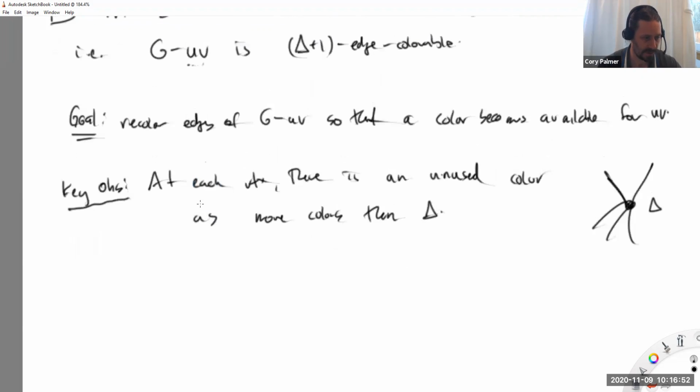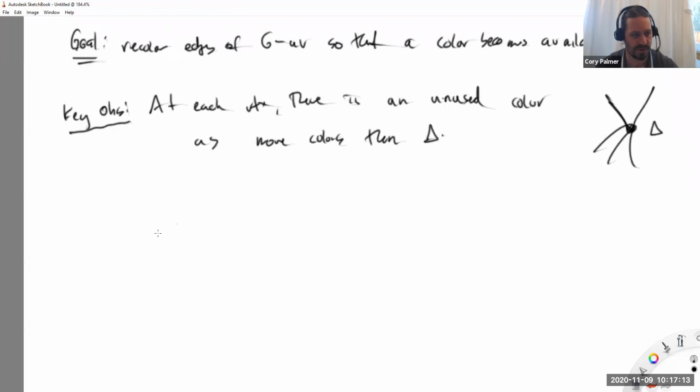So the strategy here is to find those unused colors and somehow get the right unused color put onto the edge UV. Let's start drawing things and giving names to vertices. I'm going to draw my edge here, U, and then let's draw a dotted line, V.